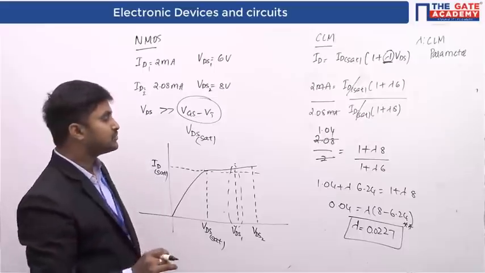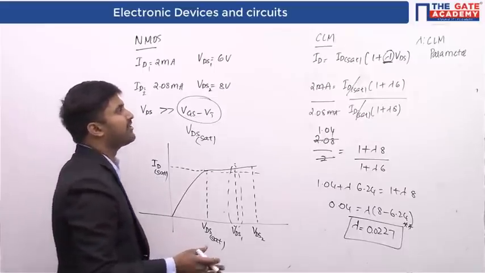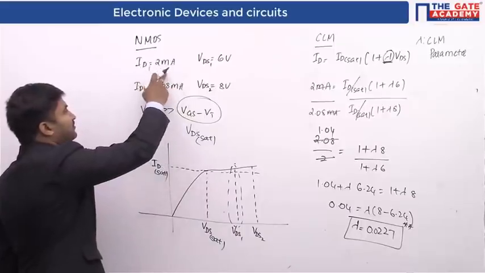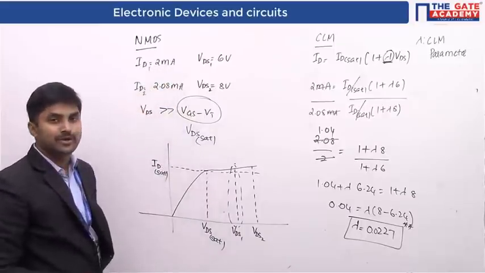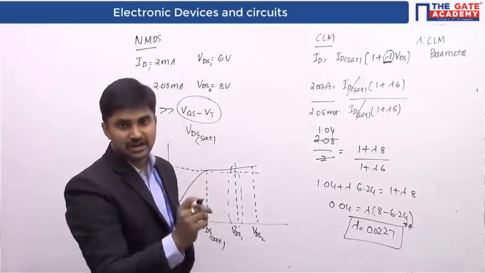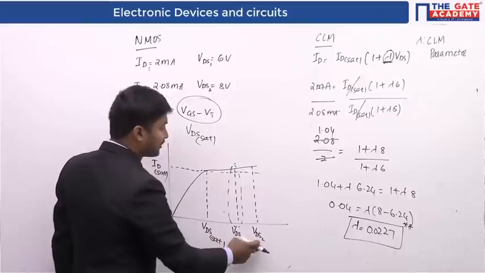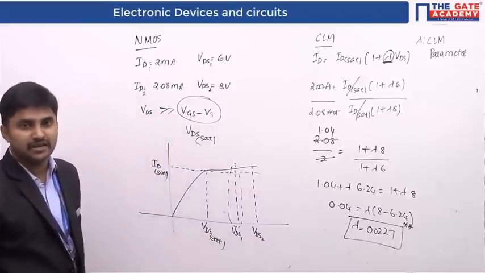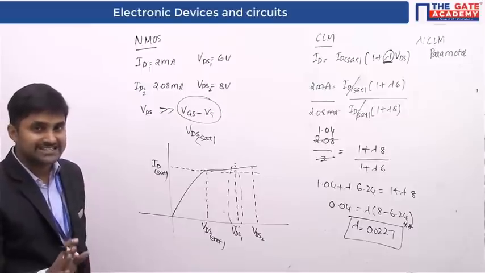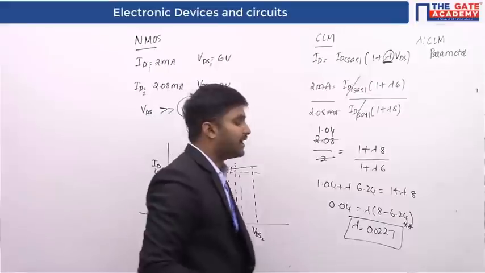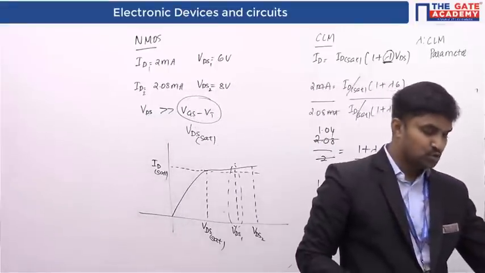Sometimes the mistake we make is that we consider that IDS itself is going to be 2 milliamperes. IDS sat itself is going to be equal to 2 milliamperes. To avoid this confusion, he has clearly told that both the voltages that you are applying are much higher when compared to the value of VDS sat. Is it clear? So we got the very first part, which is lambda.